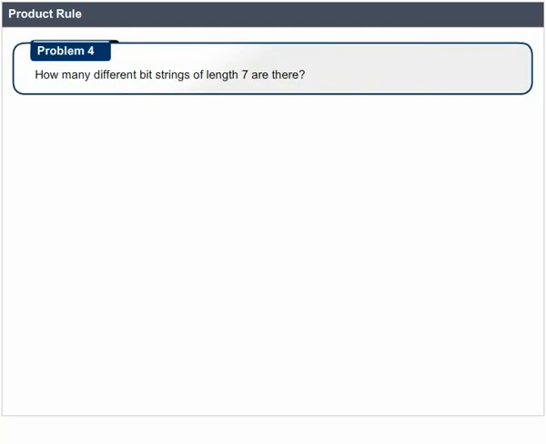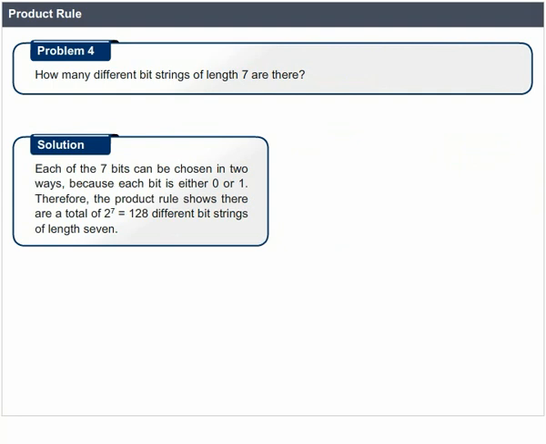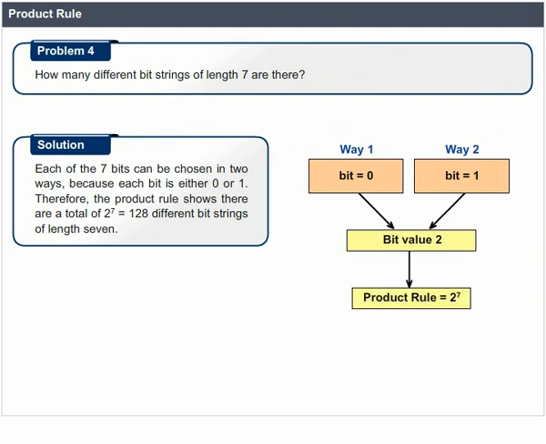How many different bit strings of length 7 are there? Solution. Each of the 7 bits can be chosen in 2 ways because each bit is either 0 or 1. Therefore, the product rule shows there are a total of 2^7 equals 128 different bit strings of length 7.